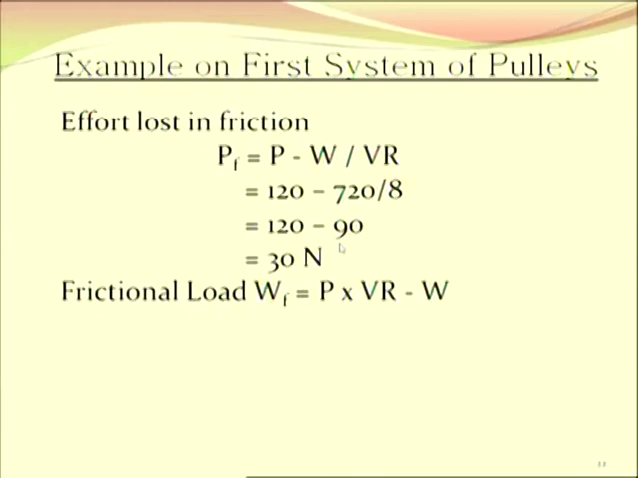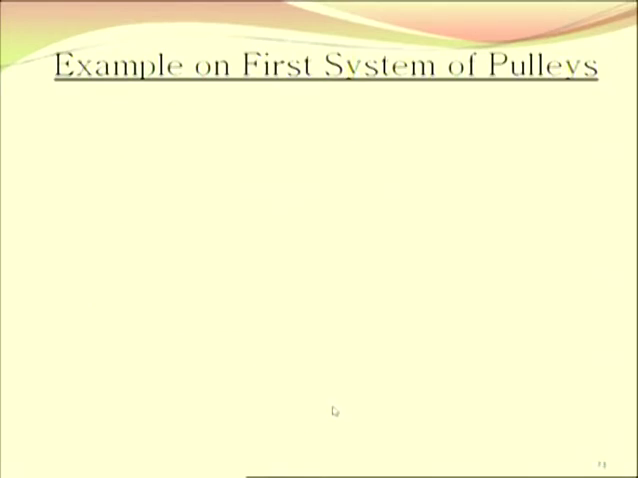Now it is also required to obtain the frictional load. So frictional load Wf is equal to effort into velocity ratio minus load. Putting values of effort as 120, velocity ratio of 8 and load of 720, we get 960 minus 720, that is 240 Newton. Now take another example.